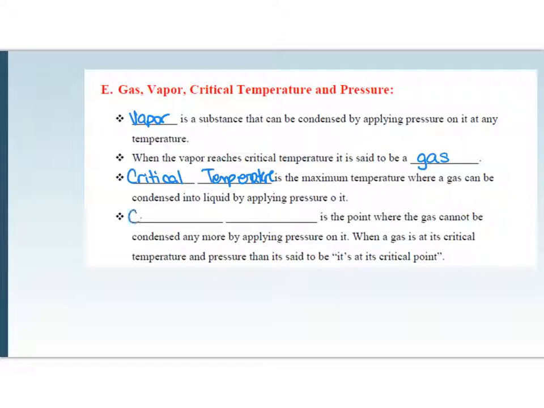And finally, the critical pressure is the pressure beyond which the gas cannot be condensed anymore by applying pressure on it. When a gas is at its critical temperature and pressure, it is said to be at the critical point. So that combination point that we have shown in the previous slide was the critical point for those substances.